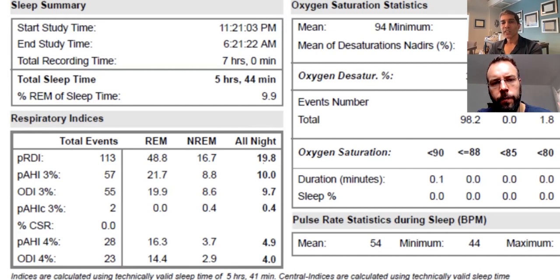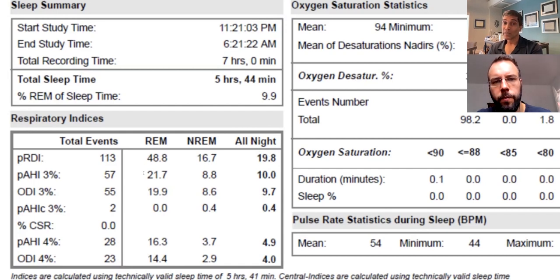So there are an additional 9.8 events per hour on top of the DSATs that it recognized, that there are arousals, but the DSAT wasn't there, right? And in REM sleep, it was 48 times an hour. And that's substantial. So basically how I would call this is, I would call this mild to moderate, because the RDI is between 15 and 30, mild to moderate sleep apnea.